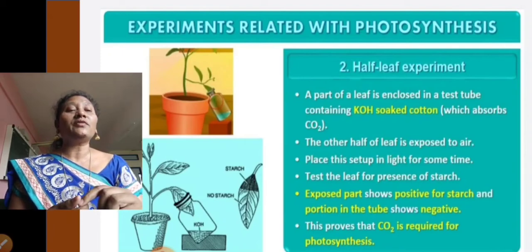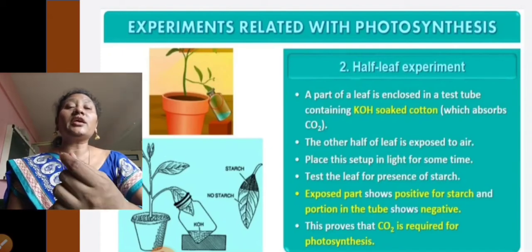The other half of the leaf is exposed to the air. Place this setup in the light for some time. Then test the leaf for the presence of starch. The exposed part shows positive for starch and the portion in the tube shows negative. This proves that carbon dioxide is required for photosynthesis.